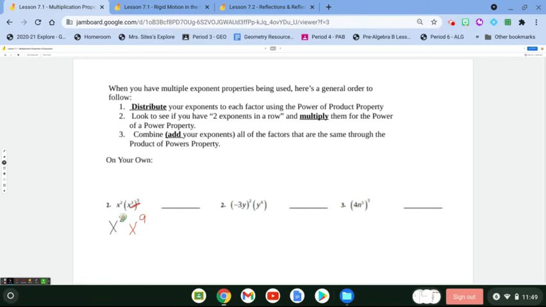I'm going to move on to step 3 now, where I'm going to figure out how many total exponents that I have. So if I have 2 x's here and I have 9 x's in the second set of factors, 2 plus 9, that'll give me my final answer of x to the 11th power.